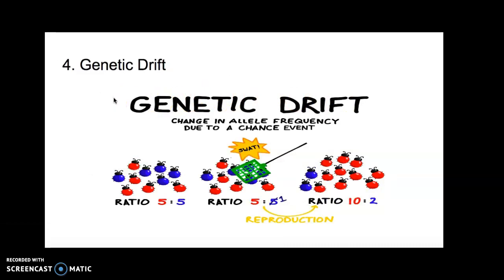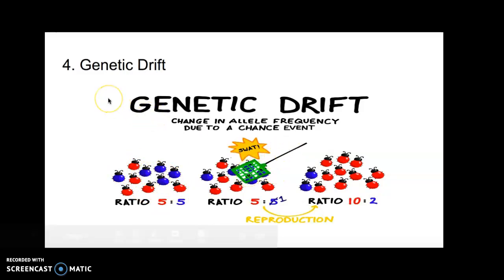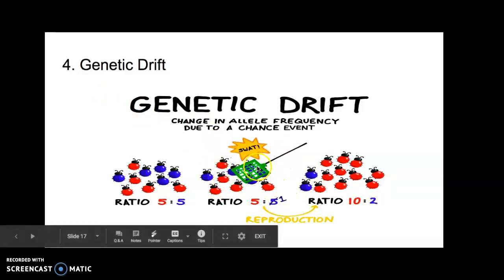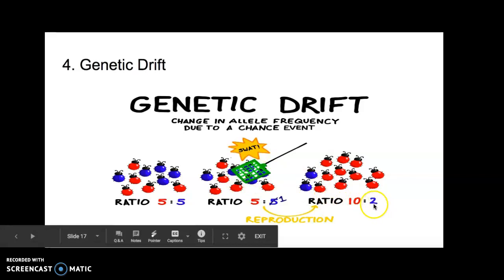Genetic drift is a mechanism of evolution where a chance event happens. I like this example. Let's call these ladybugs. This is a population of ladybugs with a 5-to-5 ratio: 5 of these are red and 5 of them are blue. Now a chance event happens. It's ladybug season. You take a fly swatter and randomly whack this population, and there's a lot of blue underneath that fly swatter, so now the ratio is 10-to-2. We only have 2 of these blue ones.